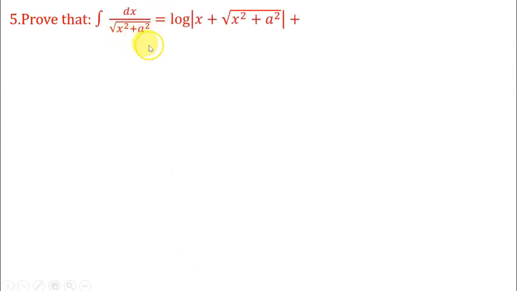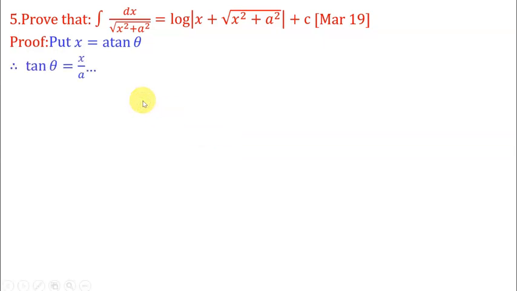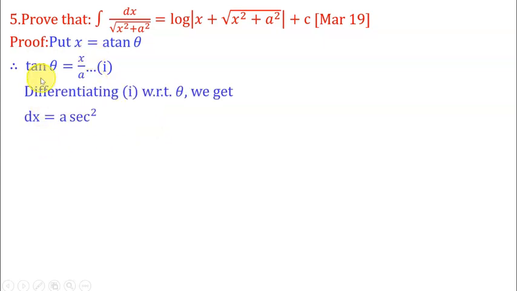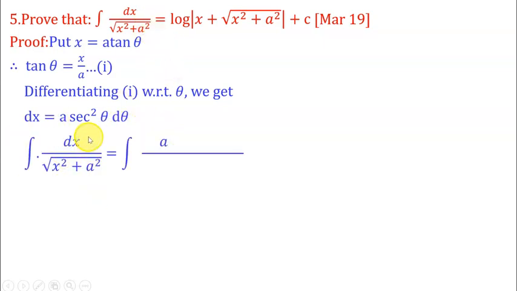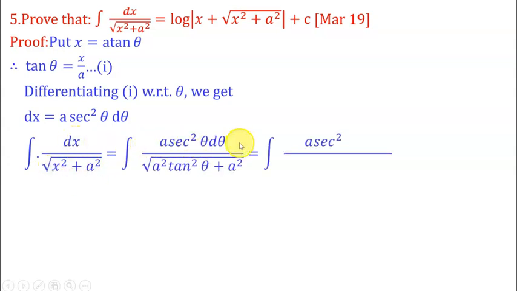Now, next example. Prove that the integral of dx upon root of x square plus a square is equal to log of mod of x plus root of x square plus a square plus c. Again, here is the substitution: x is equal to a tan theta. Then tan theta is x upon a. Taking the derivative, dx is a sec square theta into d theta. Therefore, our integral becomes the integral of dx upon root of x square plus a square, where dx is a sec square theta d theta.